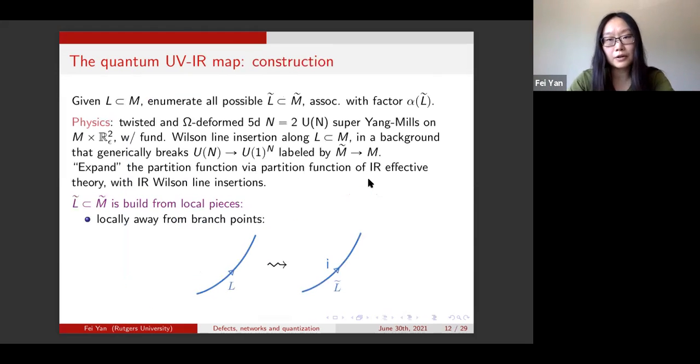So let me just very briefly tell you about the construction. The construction could be summarized by just one sentence, namely, you give me a link L downstairs in the three-manifold M.